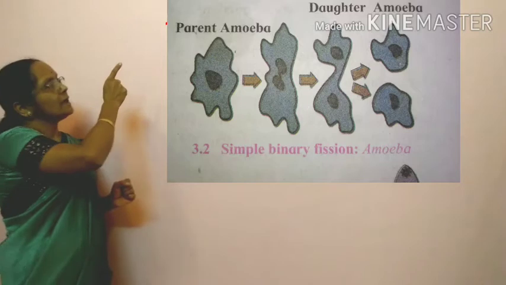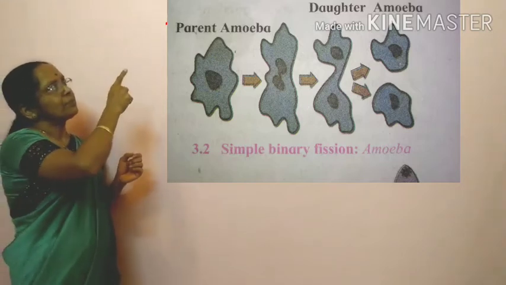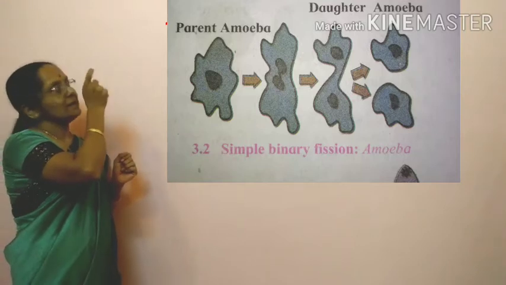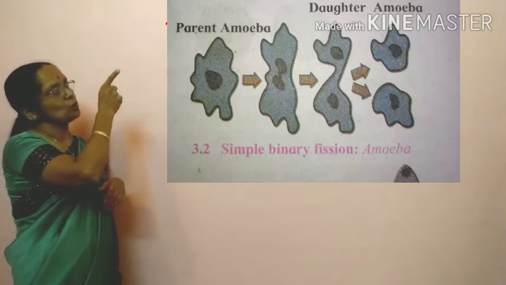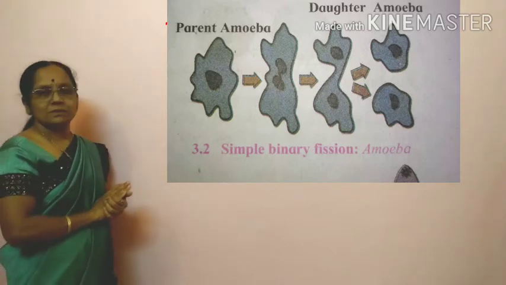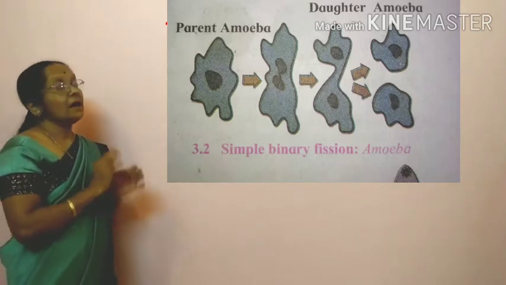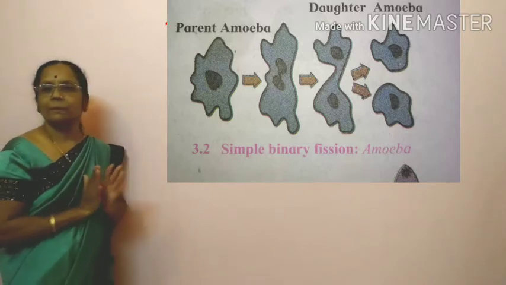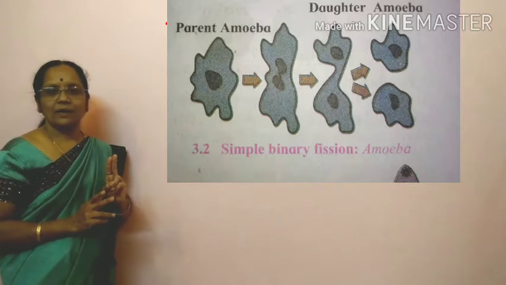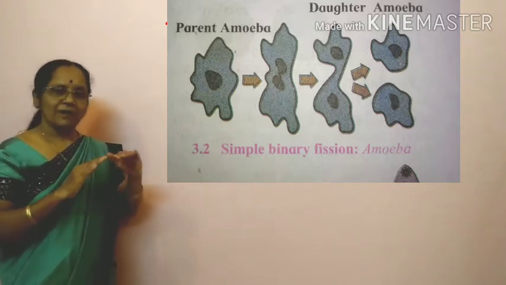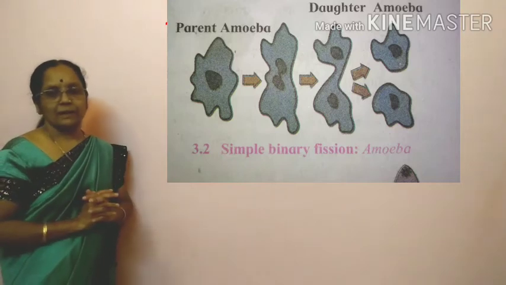See here, in the first step, the nucleus of the amoeba gets divided into two parts, then the cytoplasm divides into two parts, and then two amoebae get formed. This is the simple binary fission in amoeba. साधं सोप्या पद्धतीने दोन न्यूक्लियाय आधी तयार होतात. पहिल्यांदा न्यूक्लियस डिवाइड, नंतर सायटोप्लाझम डिवाइड होतं आणि दोन अमिबा तयार झाले.